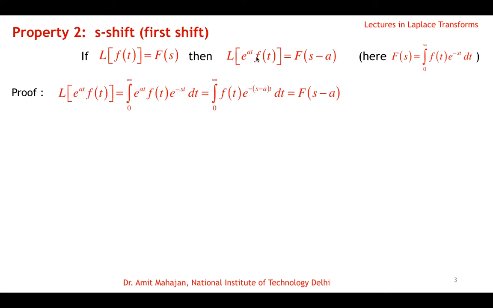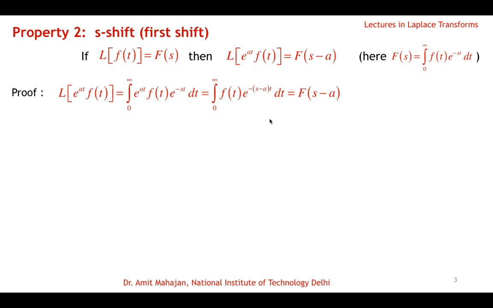So the Laplace of e power at f(t), this left hand side. By definition, Laplace of any function is an integral, so Laplace of e power at f(t) will be the integral from 0 to infinity of e power at f(t) e raised to minus st dt. Because the first and the third are exponentials, these two can be combined, so we can write it as the integral from 0 to infinity of f(t) e power minus (s minus a)t dt. If you compare this with the original integral, the only difference is that the parameter s becomes s minus a, so s will be replaced with s minus a, and the value of this will be nothing but F(s minus a).